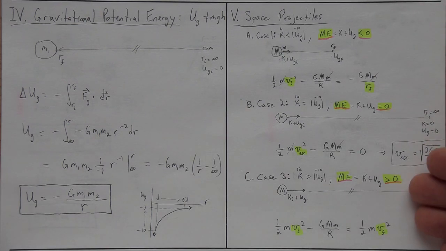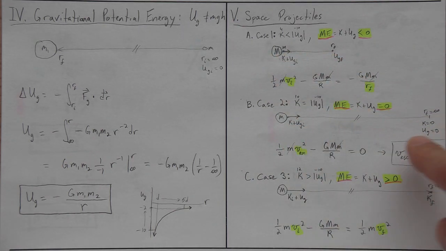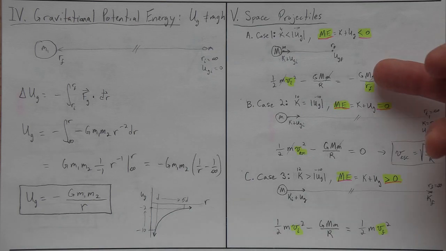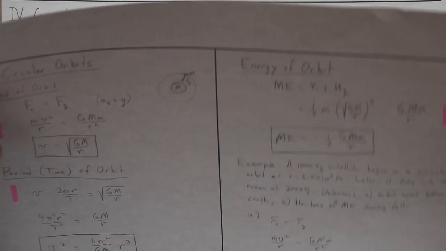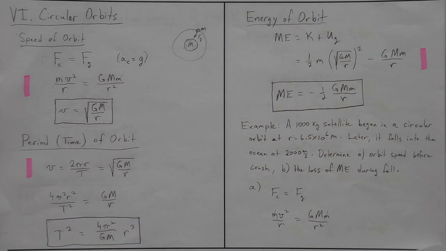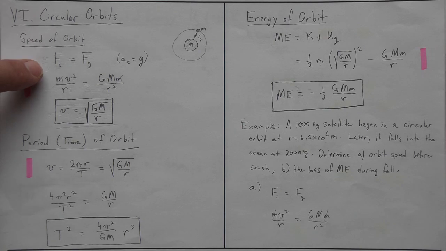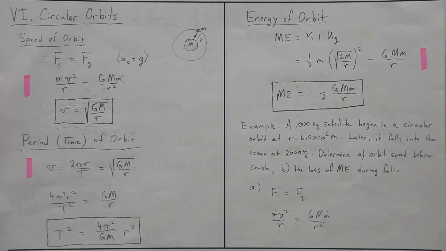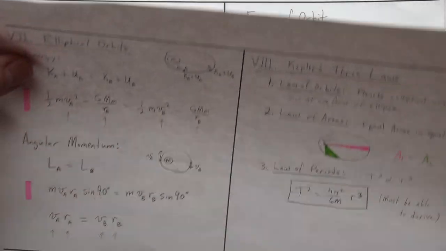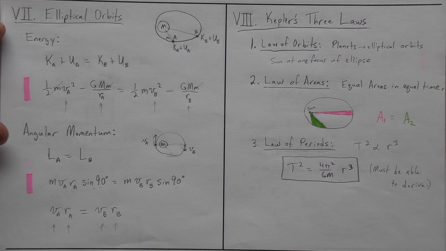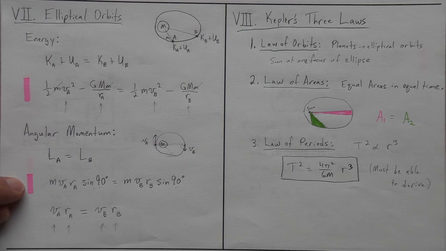We learned a little bit about space projectiles, 3 different cases: something that doesn't escape, something that escapes, and something that has more than enough to escape. And we use energy conservation in all of those analyses. Then we learned, more important in my opinion, about circular orbits and figuring out the orbital speed and the orbital period. So the period and the energy of an orbit are all things you need to do. We looked at an example problem, very tedious, so don't spend too much time with that. And then finally, elliptical orbits, 2 ways to analyze them in terms of energy conservation and angular momentum. Angular momentum only works there. And Kepler's 3 laws.